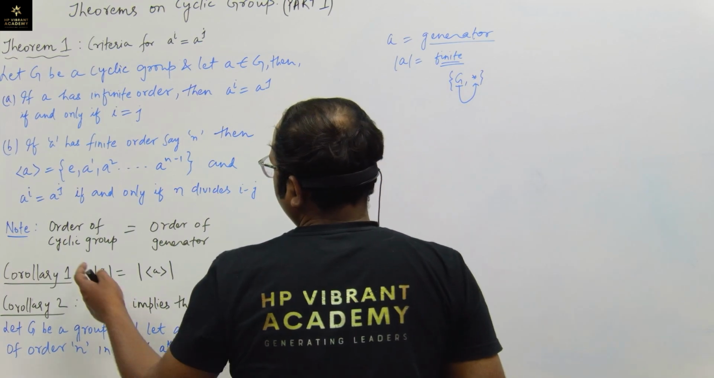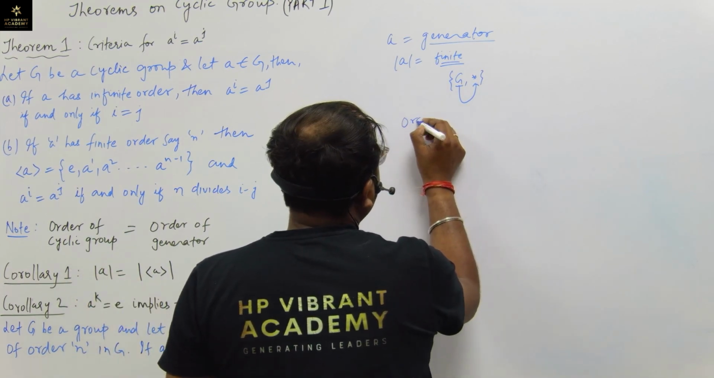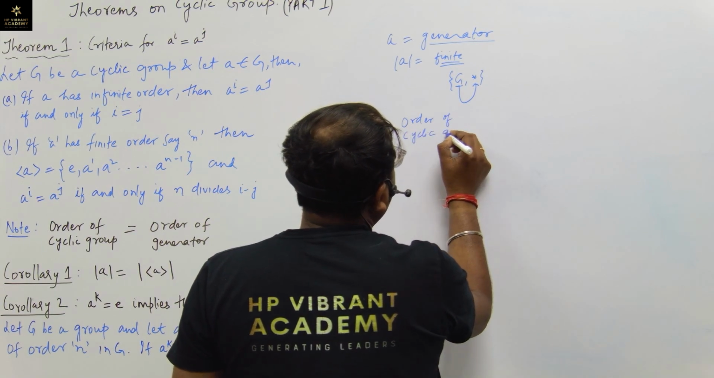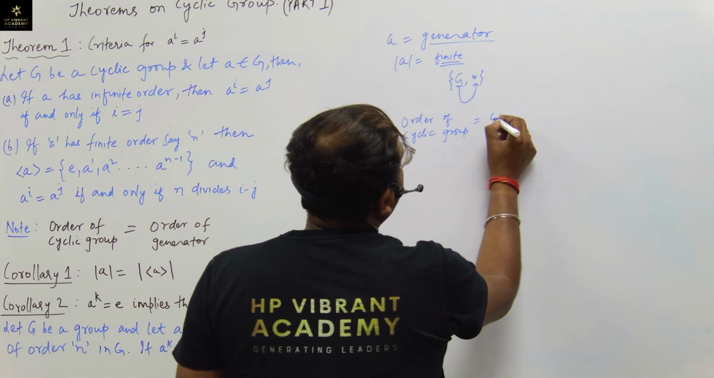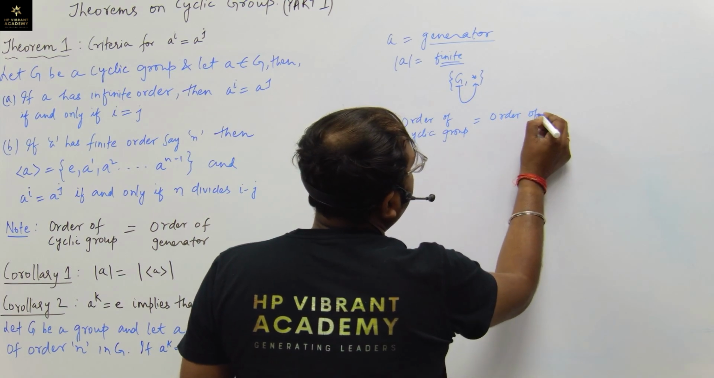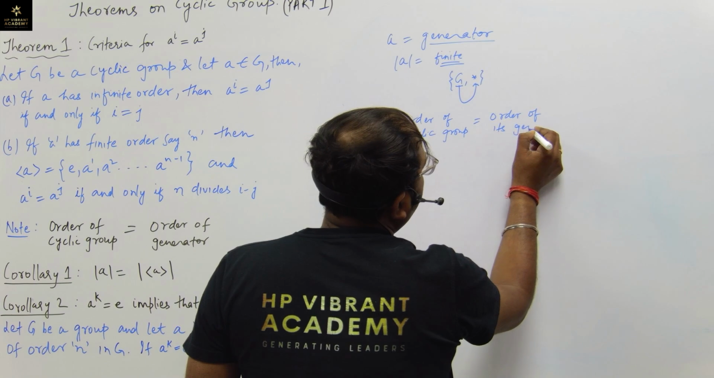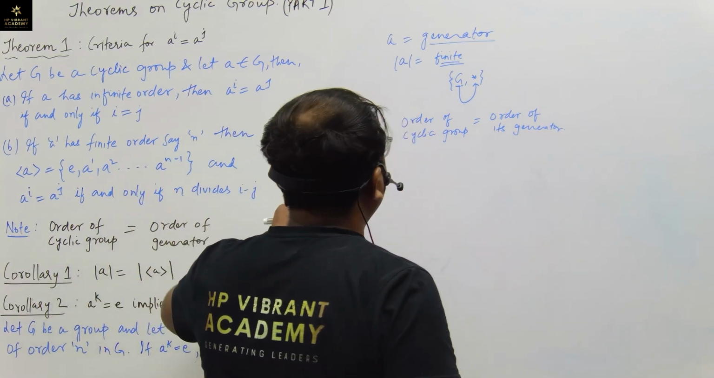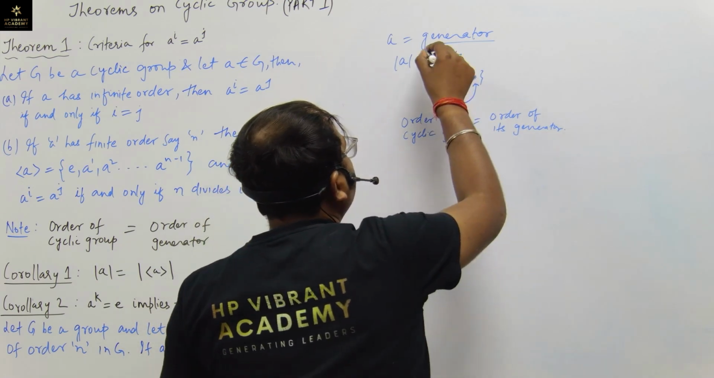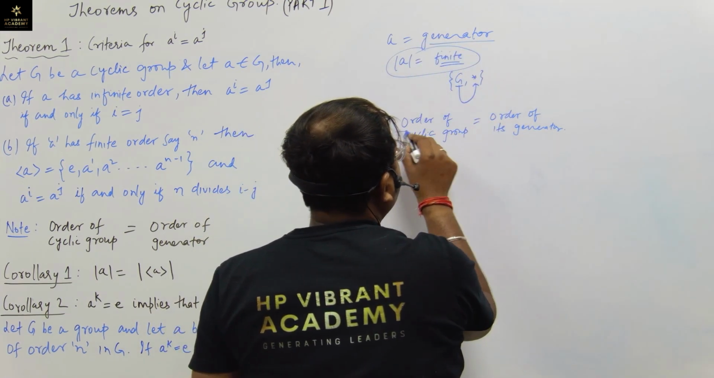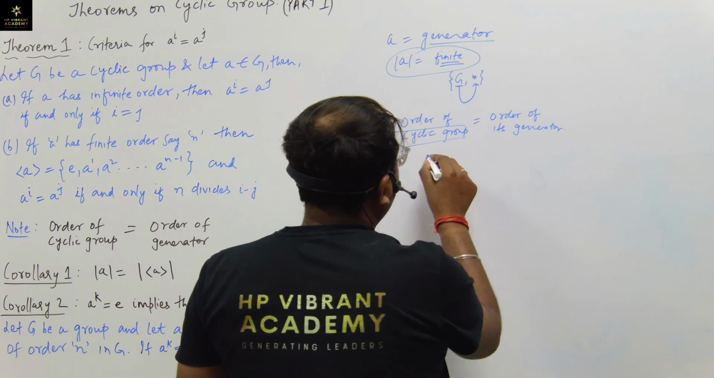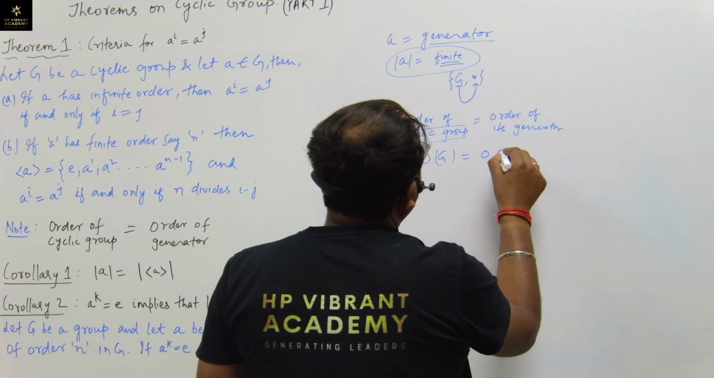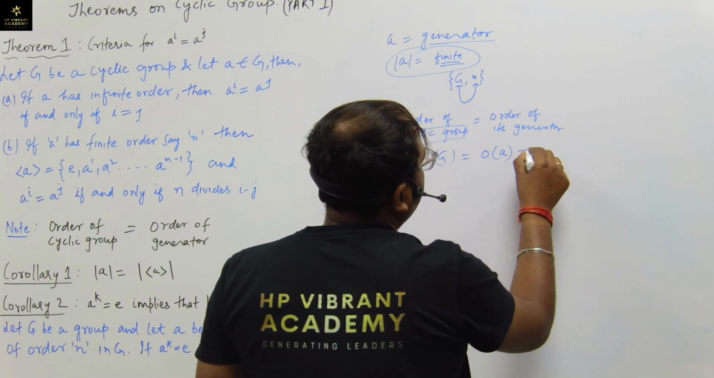Okay, so based on this statement, order of cyclic group is equal to order of its generator. Okay, so based on this statement, a has a finite order, so the order of generator is finite. This means order of cyclic group is also finite. So order of this cyclic group is equal to order of its generator is equal to finite value.